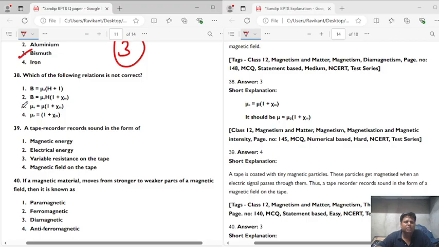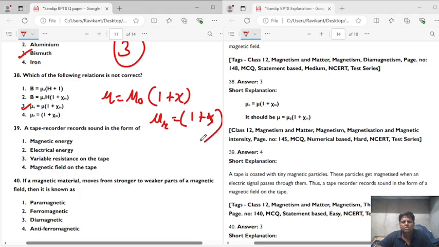This is incorrect, right? Because the relation here should be mu is equal to mu naught into 1 plus xi, right? Or we also write mu r, that is relative permeability, is equal to 1 plus xi. So according to this, the wrong relation is option 3. Rest all the relations are correct. So the correct answer for question number 38 is option number 3.